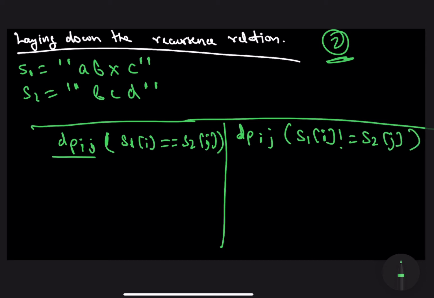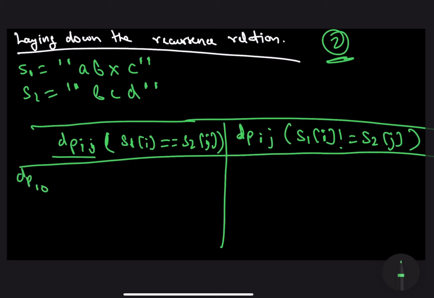So let's just try to understand these two cases over here with the help of some example. Let's say that I want to compute dp of 1 comma 0. So dp of 1 comma 0 will correspond to the substrings bxc and bcd. All right, so in this case s1 of 1 is equal to s2 of 0. So this is the first case over here because this b is equal to this b.